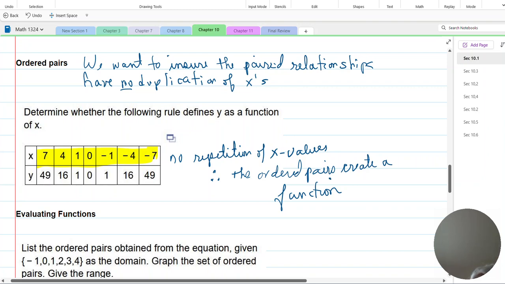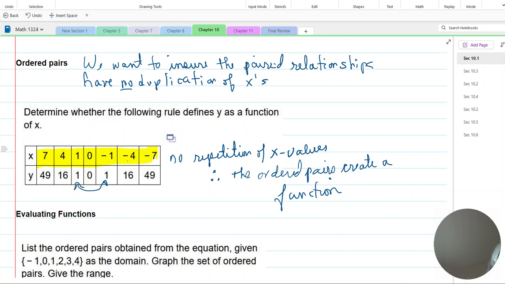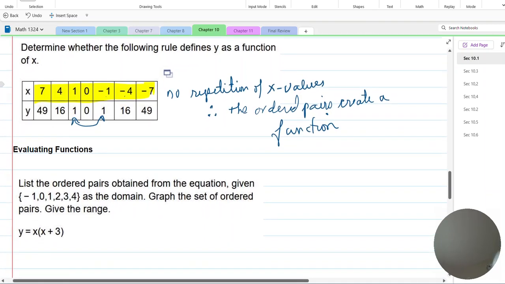Right. Excellent, excellent, excellent. All right. So we know that 7, 4, 1, 0, -1, -4, -7 are my x values, and it doesn't matter if we have the same y values. Even though these two match, it does not interfere with them being a function.